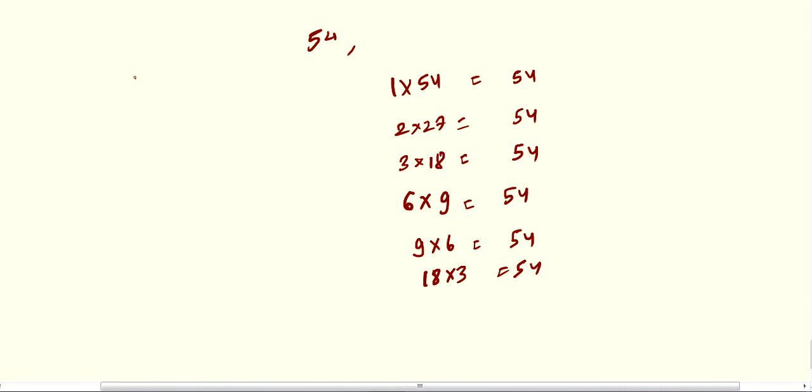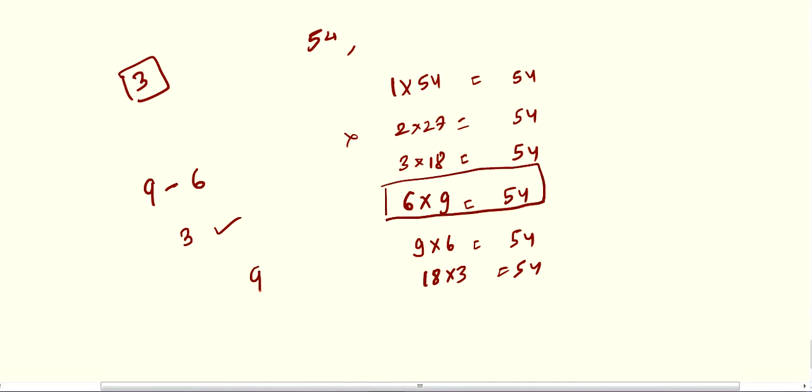Now differ by 3 means if we subtract, we should get 3. If we subtract 54 and 1, we will not get 3. So leave it. From this also we will not get 3. From 3 and 18 again we will not get 3 if we subtract. But what about 9 and 6? If we subtract 6 from 9, 9 minus 6, exactly we get 3. So the possible pair is 6 and 9. If we multiply 9 and 6, we get 54. If we subtract 6 from 9, we get 3, which satisfies the given condition. So 9 and 6 are the required numbers.